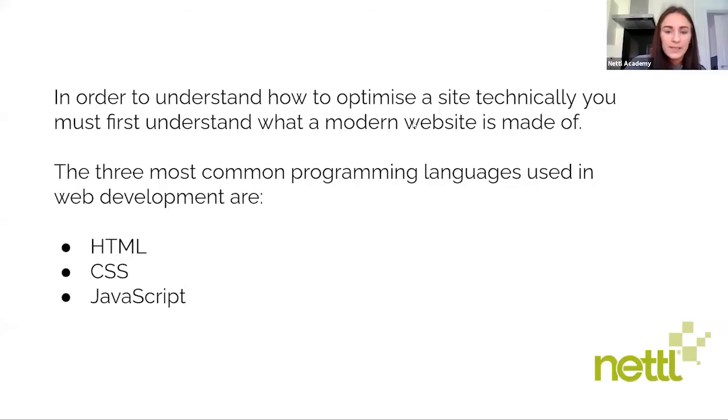So firstly, to optimize a website technically, you essentially need to understand that there are 3 common programming languages. These are the most common ones. HTML, which is hypertext markup language, which is the basic programming language. So say you just saw a black and white website with some headings and text, that would be built using HTML code. And I'll show you an example of what that looks like in a second.